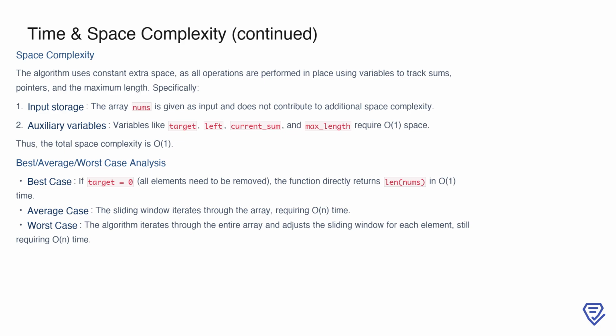Next, let's explore how the algorithm behaves under different scenarios. In the best case, if the target is 0, the function can immediately return the length of the array in O(1) time. On average, the sliding window iterates through the array, which results in O(n) time. Even in the worst case, where every element is processed and the window is adjusted for each, the algorithm still runs in O(n) time. This consistency highlights the efficiency of the approach.